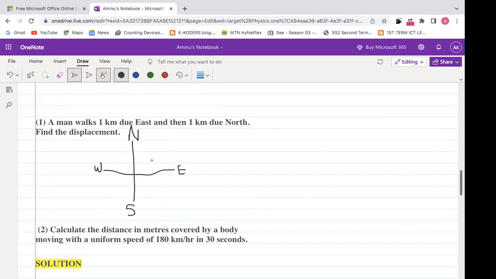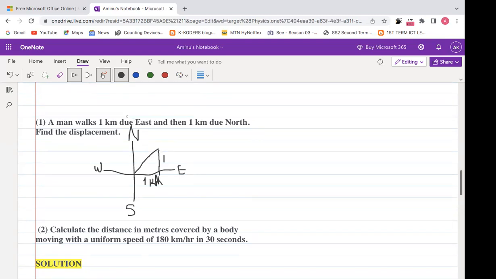So according to the question, the man traveled 1 kilometer due east. So we can decide to say this here is our 1 kilometer. So he got to this point, then he traveled 1 kilometer due north. So this is 1.